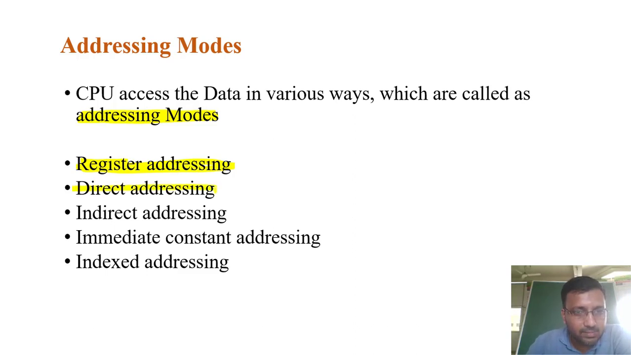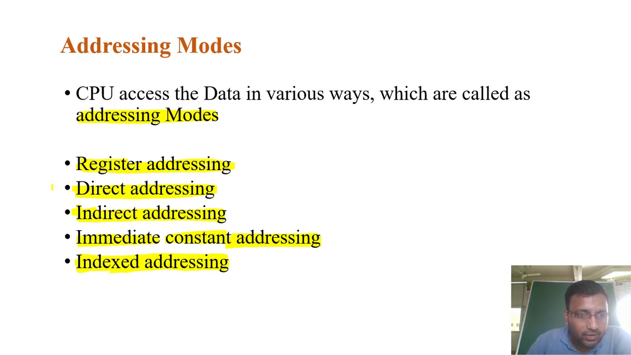Then we have direct addressing mode. This is specifically for accessing memory or a direct memory address. Next is indirect addressing mode. This is for indirectly accessing the memory with a pointer. Then we have immediate addressing mode, through which we can pass a direct or immediate constant. This is a very basic addressing mode, used to handle the data immediately. Then we have indexed addressing mode, which is used to access the code memory or a lookup table. So these are the 5 addressing modes.